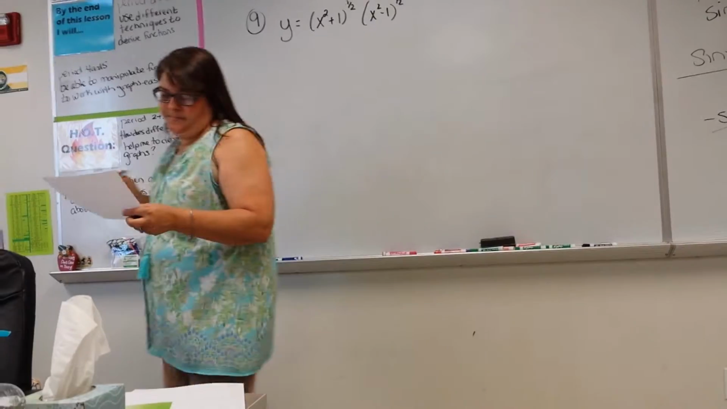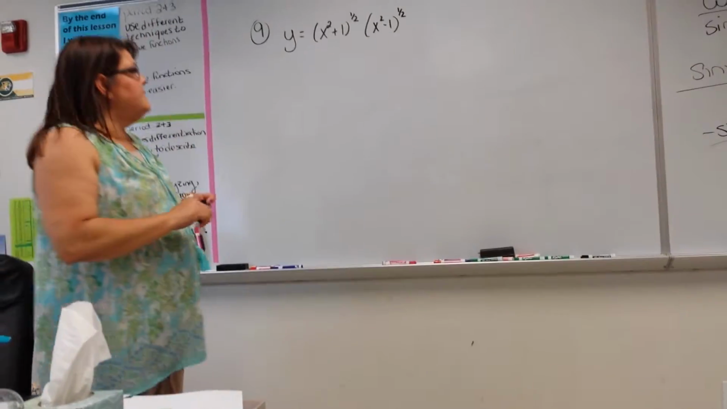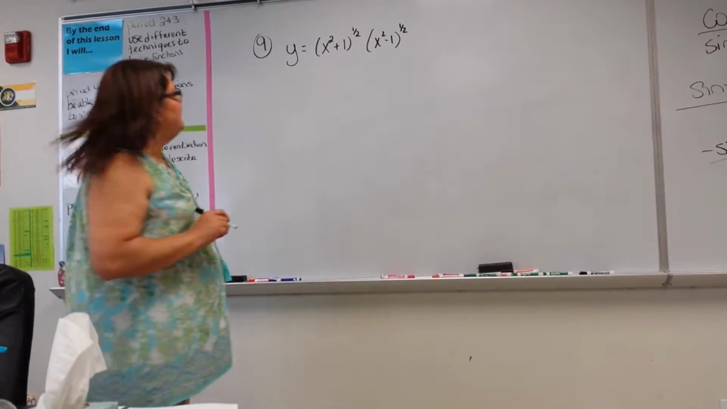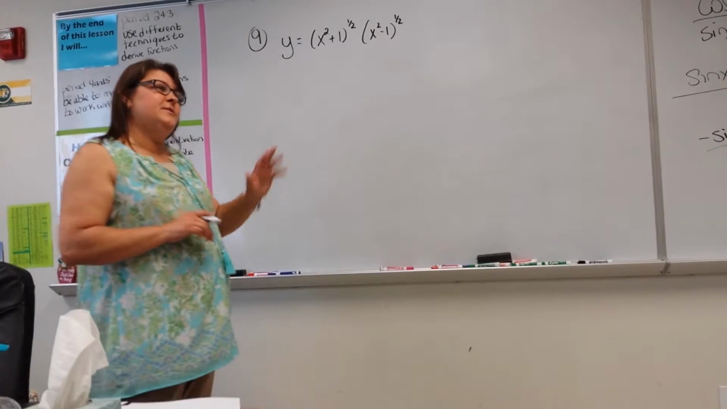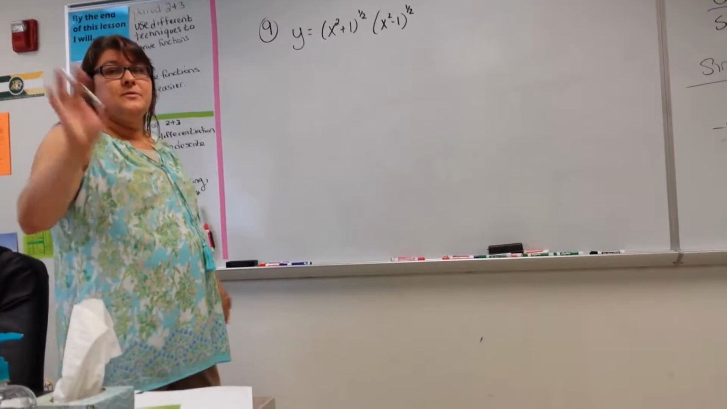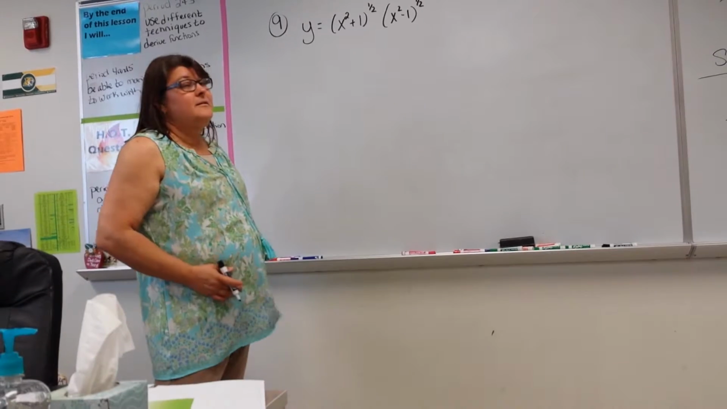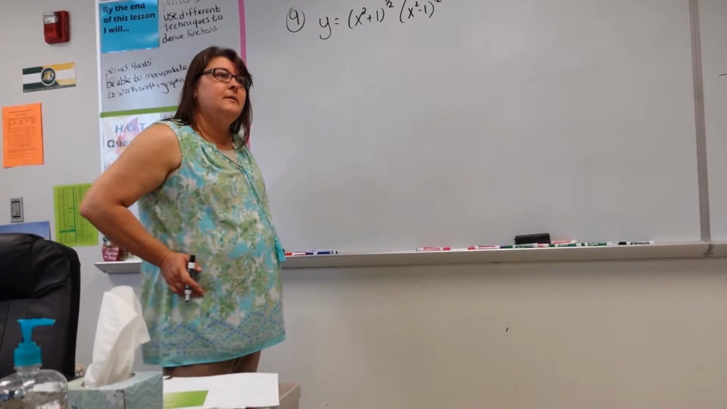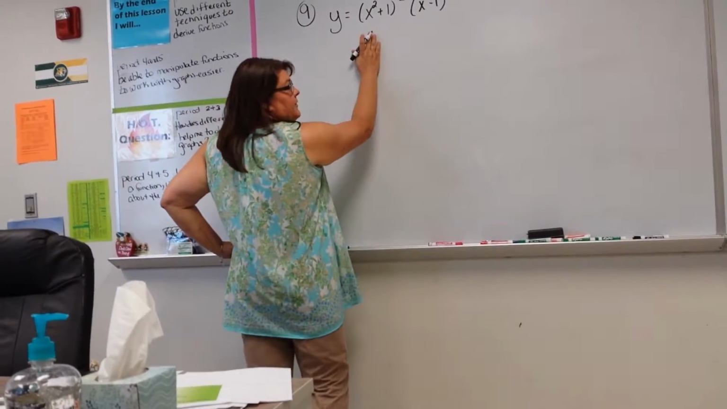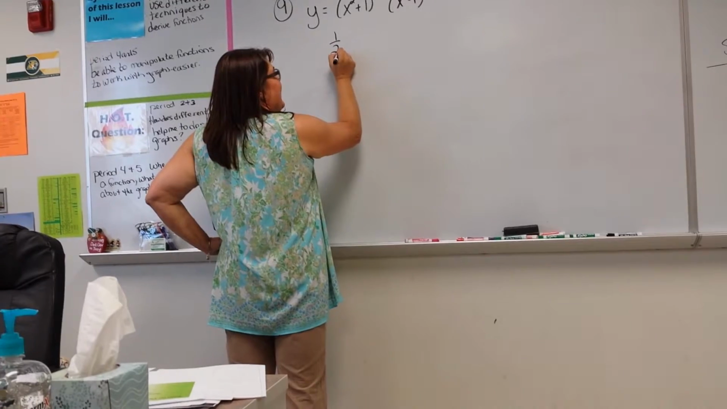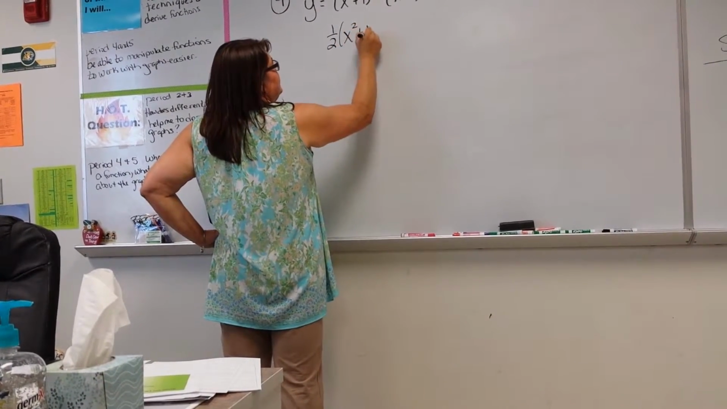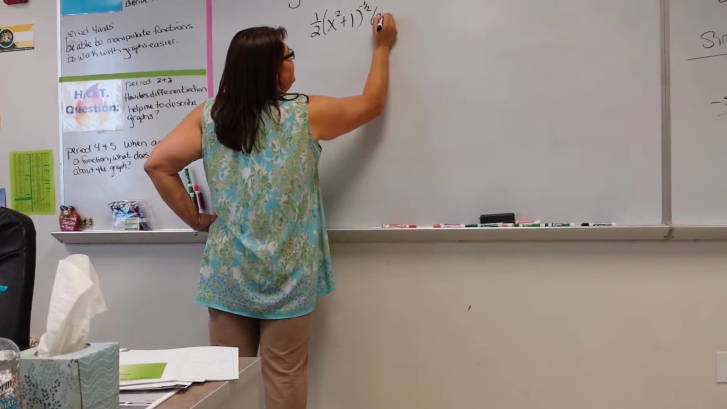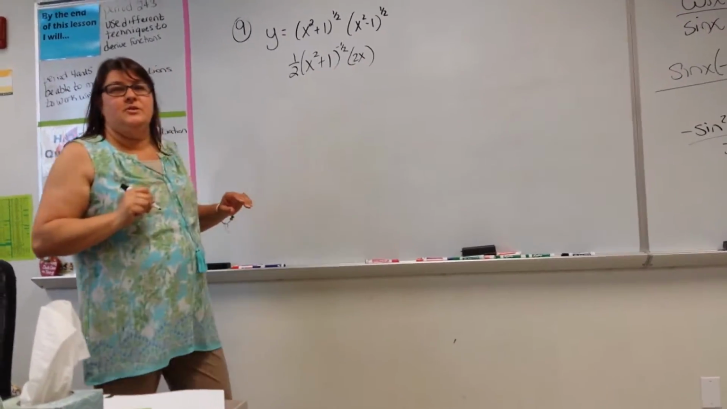Are we good? Okay, so this is a product rule with a little bit of chain rule excitement inside. So remind me, product rule, it's the derivative of the first times the second plus the first times the derivative of the second. The beauty of calculus is when you do this, you don't really have to clean them up. Just do the calculus of it. So the derivative of the first is 1/2 times x squared plus 1 to the negative 1/2, times 2x.